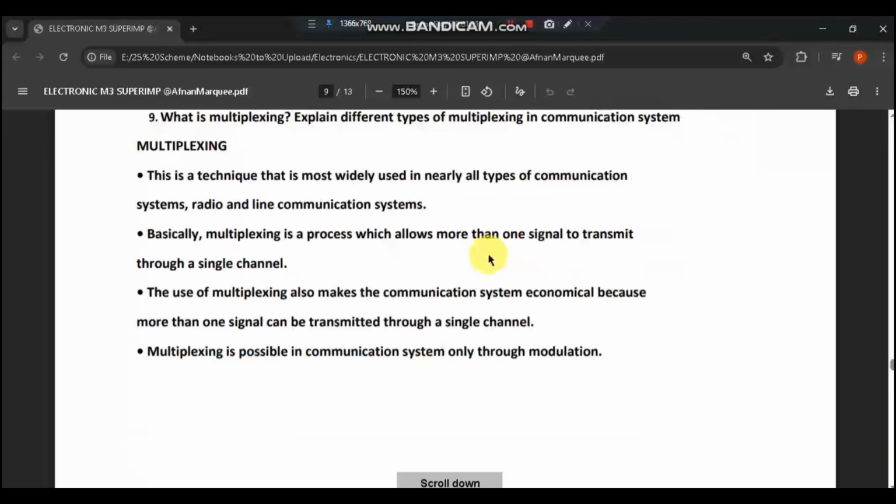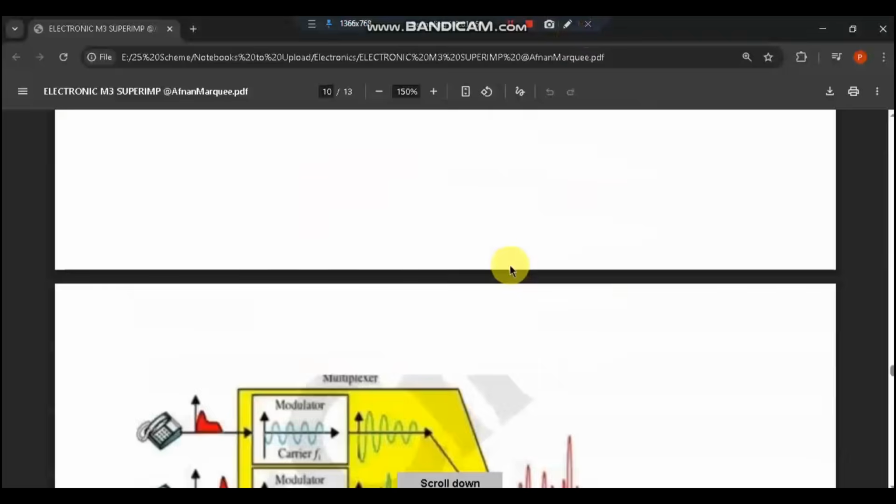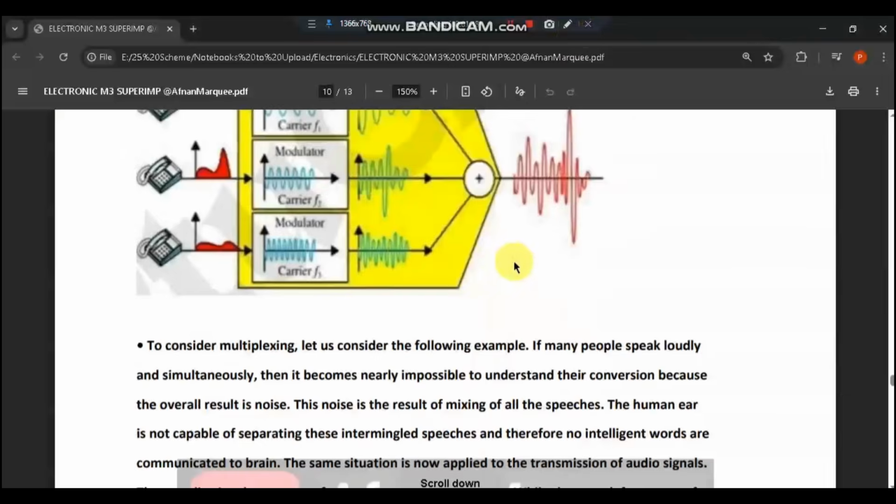Next one is: what is multiplexing? Explain different types of multiplexing in a communication system. Multiplexing is a technique that is most widely used in nearly all types of communication systems, radio, line, and communication. It allows more than one signal to transmit through a single channel. The use of multiplexing also makes the communication system economical because more than one signal can be transmitted through a single channel. Multiplexing is possible in a communication system only through modulation. If it's modulated, it will be possible to multiplex. So this is the diagram which you need to make.